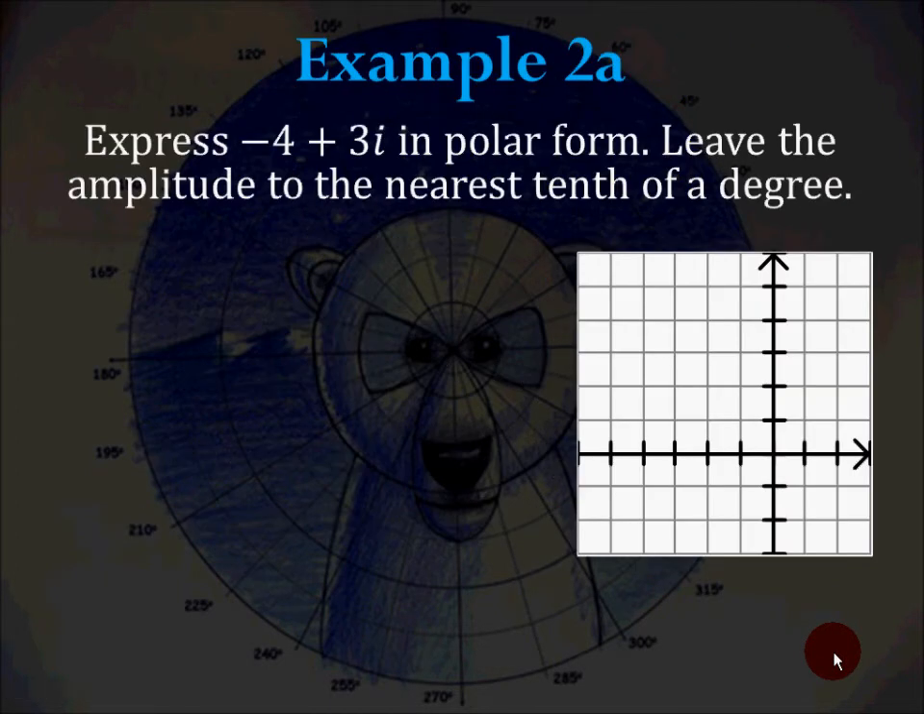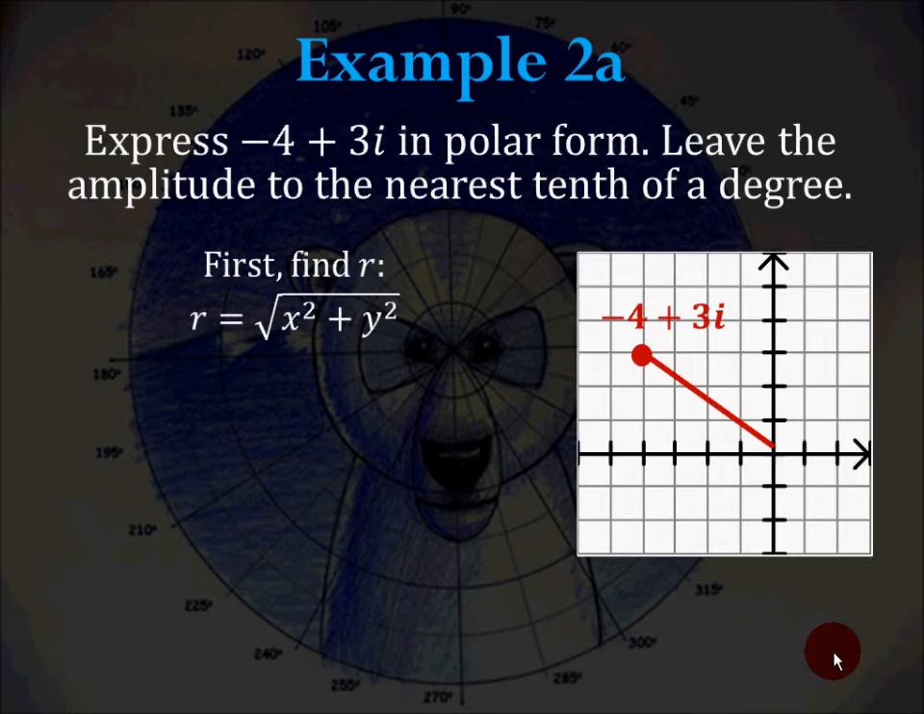Example 2a, express negative 4 plus 3i in polar form. Leave the amplitude to the nearest tenth of a degree. So let's go ahead and do this one. So there is negative 4 plus 3i on the coordinate plane. So the first step to doing this is you have to find r. So to find r, you're going to use the equation r equals the square root of x squared plus y squared. Well, we know what x is, it's negative 4. We know what y is, it's 3. So if you plug those in, and remember in this case r is generally going to be positive, r is going to equal 5.